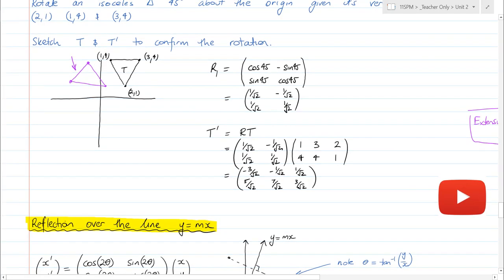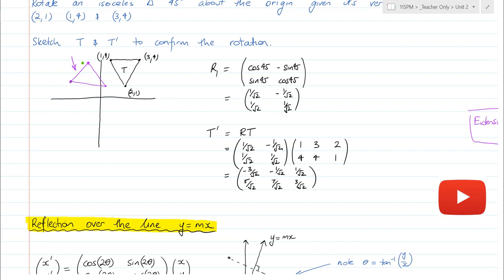I don't know exactly what those values are, but I can work them out. What's 3 divided by root 2? Root 2 is about 1.4. 3 divided by 1.4, what's that? 2.1? Yep, something like that. Just go with it. So this is negative 2.1, comma 5 over root 2 is what? 3.5. Negative 2.1, 3.5, which is about maybe here, maybe I was slightly off. And then negative 1 on root 2 is negative 0.7.